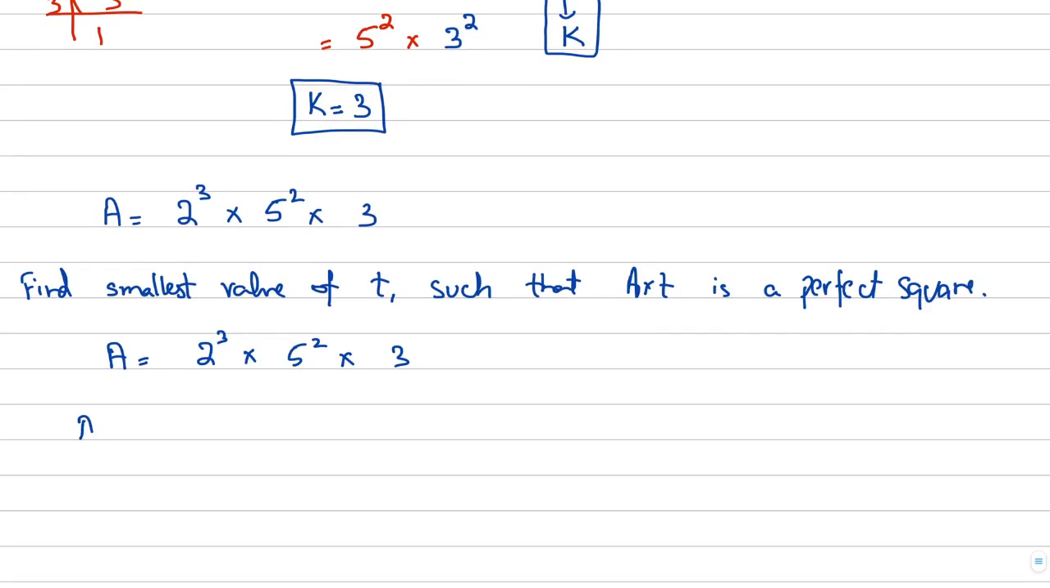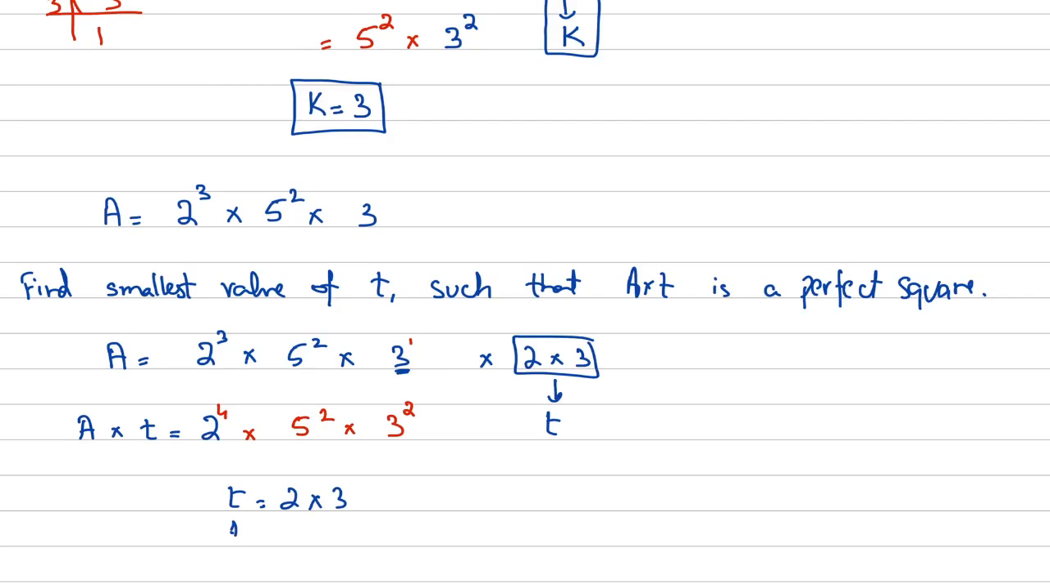Now let's try and be more systematic here. So a times t should look like this. The power on 2 should not be 3, instead it should be 4. Now there's nothing wrong with 5 squared, so I'll just copy that down as it is. And 3 power 1 is not a perfect square, so the perfect square will be 3 squared. So how can you increase the power of 2 from 3 to 4? You can do it by multiplying it by 2. And how can you increase the power of 3 from 1 to 2? You can do that by multiplying it by 3. So what's the value of t equal to? The value of t is simply equal to 2 times 3, which is equal to 6.